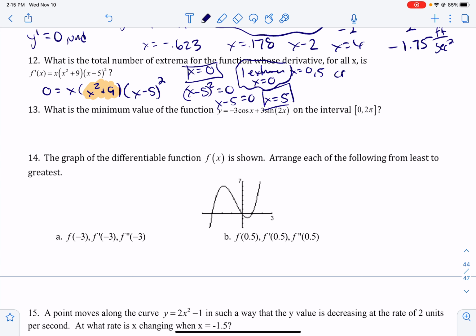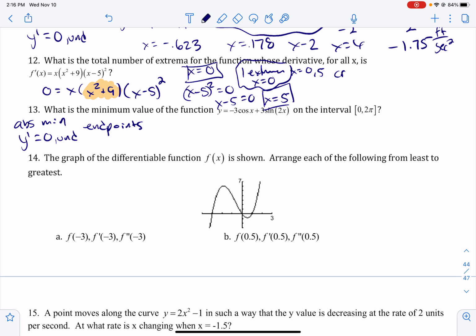Number 13, what is the minimum value of the function y equals -3 cosine x plus 3 sine of 2x on the interval from 0 to 2 pi? So again, it is asking for a minimum value, not relative minimum. So it is asking for the absolute minimum. So I want to check where y prime equals 0 or is undefined, and I want to check my endpoints. And I want to see what the values are at all of those places. And then I just have to pick the minimum of those values.